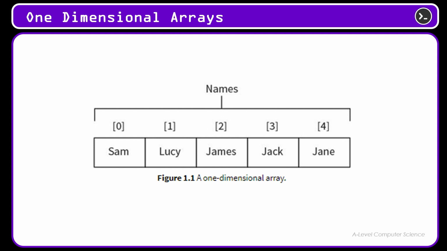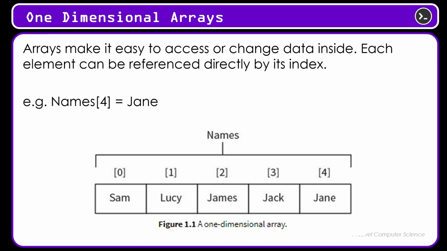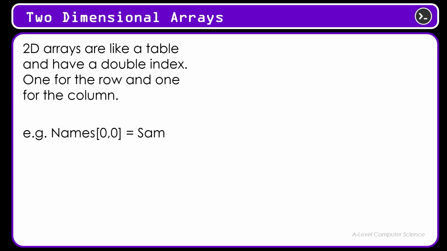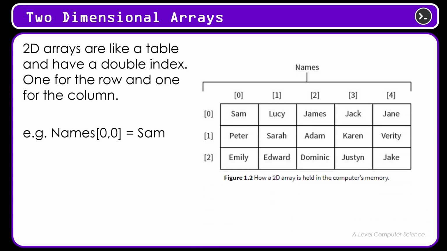There is a variable called names, and it's storing these 5 separate names, and they've all got their own index starting from 0. And this makes it easy to access or change data later on, and each element can be referenced directly by its index. For example, names[4] equals Jane. Two-dimensional arrays are like a table and have a double index, one for the row and one for the column. So names[0,0] would equal Sam.